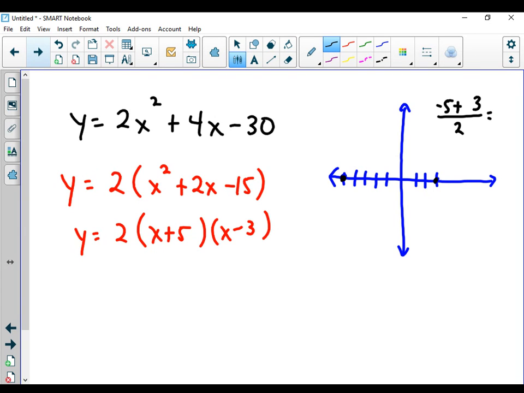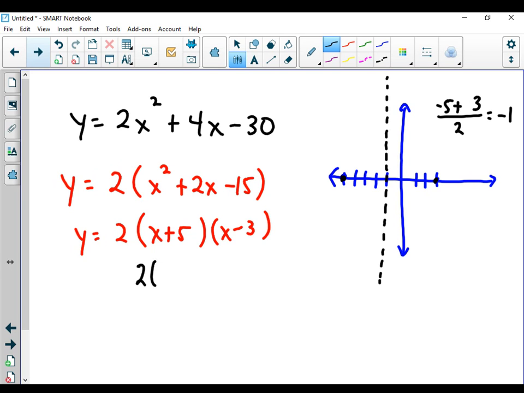So negative 5 plus 3 is negative 2. Divided by 2 tells me my x value is at negative 1. So somewhere along this line of x equals negative 1, my vertex is on. Like Ben said, the way I can figure out the y value is to plug negative 1 in and see what my y value is. I could go back to this or go into this if I wanted to. Let's say I did put it in here.